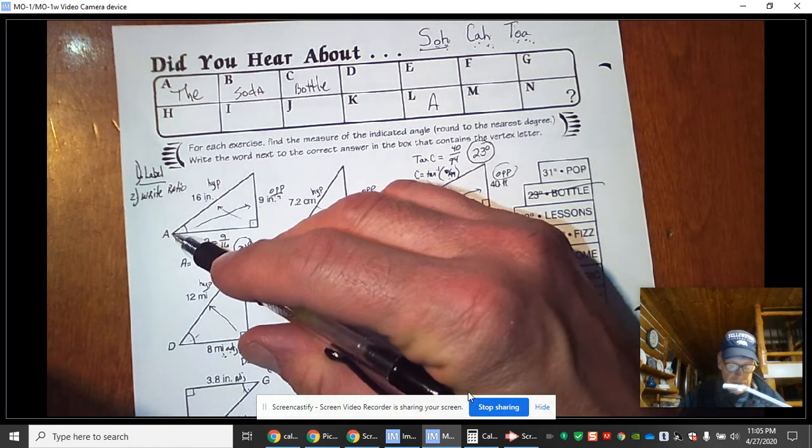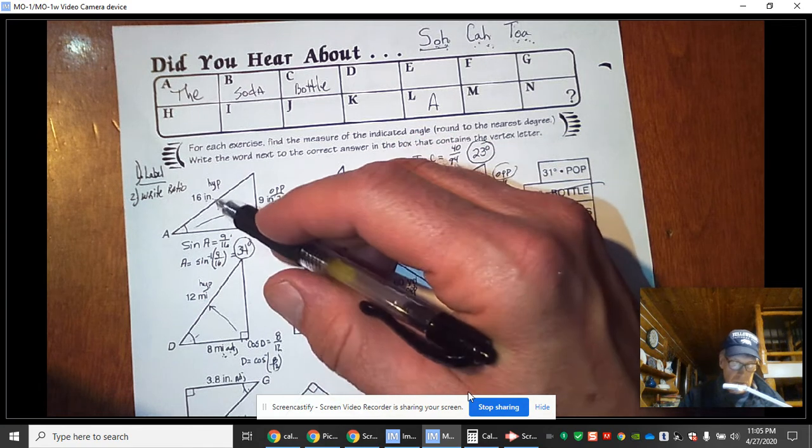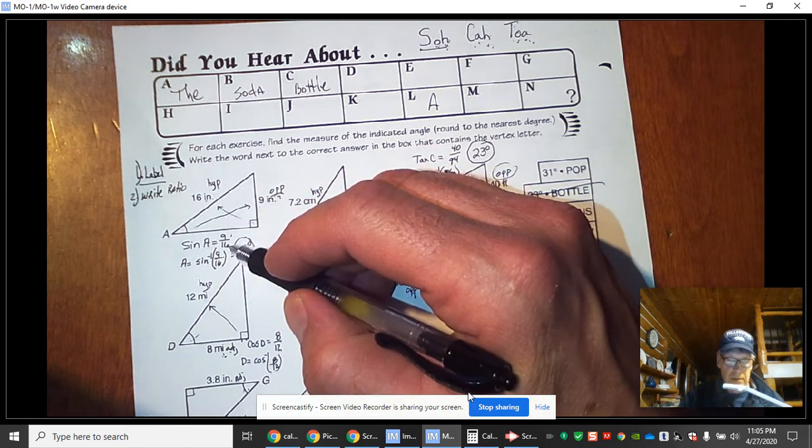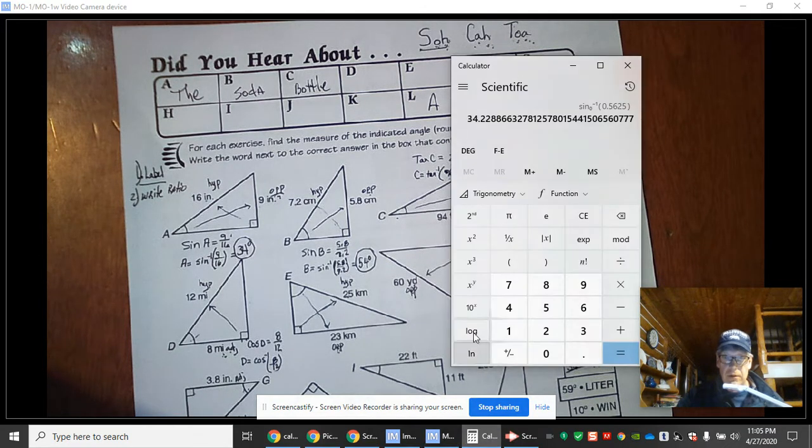So I wrote sine of A is equal to my opposite, 9, over my hypotenuse, 16. So again, you got to grab your calculator. I showed you. Make sure it's in degrees. So for this one, we already did it. I got to take 9 divided by 16 first.